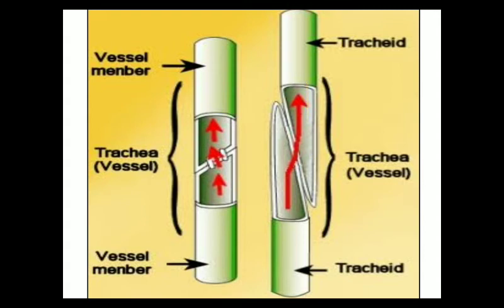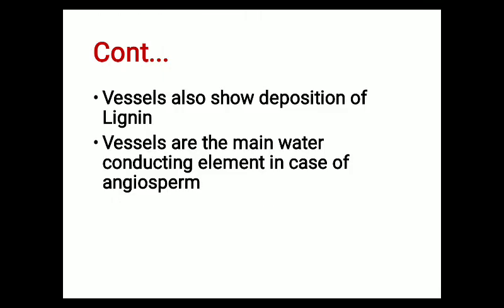Then again it has to move obliquely. So in case of vessels, what we are seeing is that water will move smoothly in an upward direction, but in case of tracheids there is a little bit of obstruction. So vessels are more superior for conduction of water as compared to the tracheids. Vessels also show deposition of lignin. Vessels are the main water conducting element in case of angiosperms. So this is a very important point. Angiosperms show the presence of vessels, and through vessels water will be conducted in them.